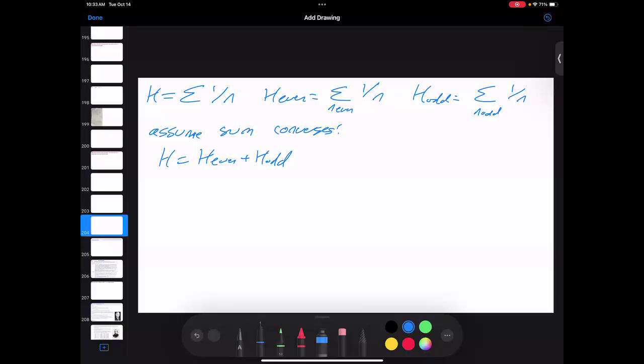So the odds is going to be 1 plus a third plus a fifth plus dot dot dot. The evens is going to be 1/2 plus a fourth plus a sixth. Which do you think is going to be larger? The odds, right? So H odd would be greater than H even.